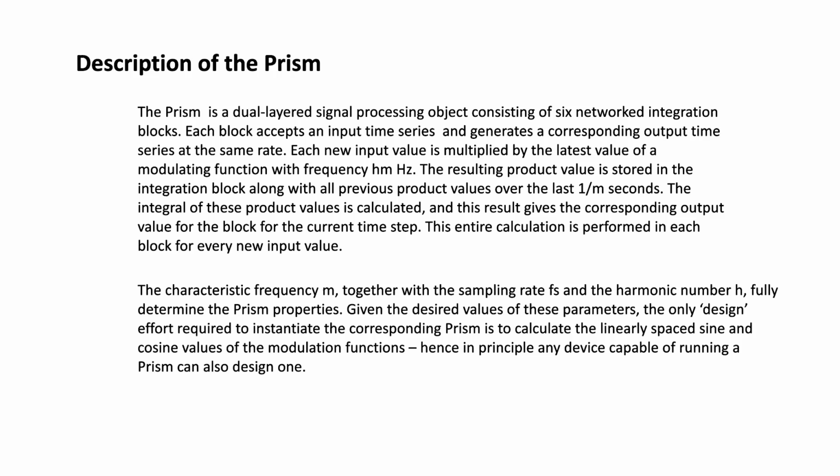The characteristic frequency M, together with the sampling rate Fs and the harmonic number H, fully determine the Prism properties. Given the desired values of these parameters, the only design effort required to instantiate the corresponding Prism is to calculate the linearly spaced sine and cosine values of the modulation functions. Hence, in principle, any device capable of running a Prism can also design one.